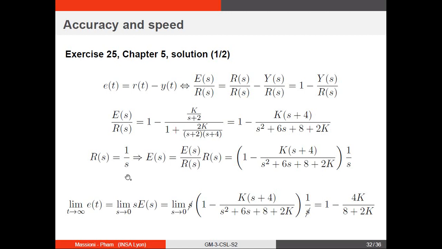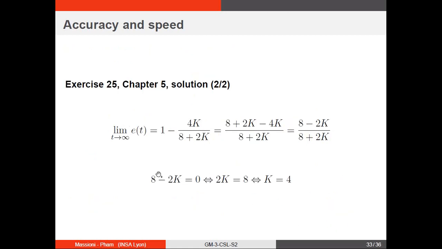Then we have a step input, so the Laplace transform of R is 1 over S, so the signal we get as output is the Laplace transform of R times the transfer function, which is this. Final value theorem for E, for the error: multiply this by S and take the limit to 0, so S simplifies. We are left with this one, and we want it to be 0, right? So we work out the computations and then we set this to 0, and this is 0 when 8 minus 2K equals 0, so it is 0 for K equal 4. That's it.